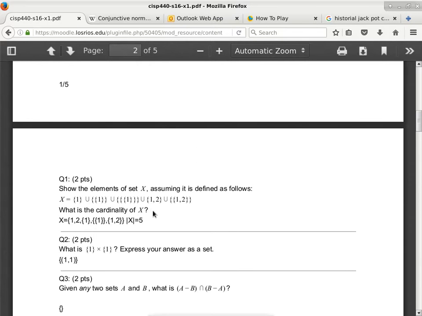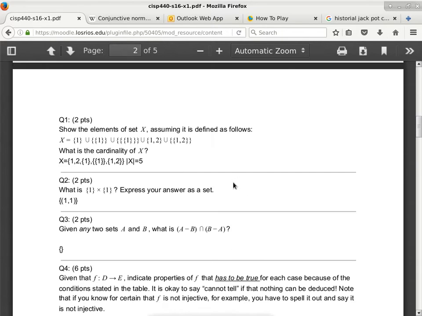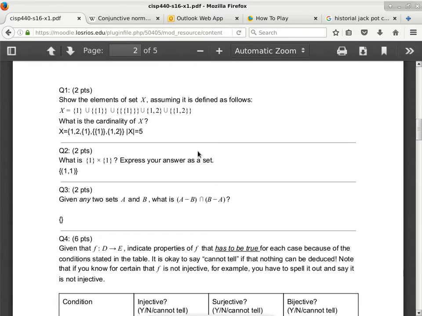The answers are already here, so it's a little bit harder for me to show you the question without the answer. Okay, so question number 1 is asking: show the elements of X, assuming it is defined as follows. The definition is really just testing whether you understand the concept of union and also the concept of having a set inside another set. So in this case, we have a union of several things.